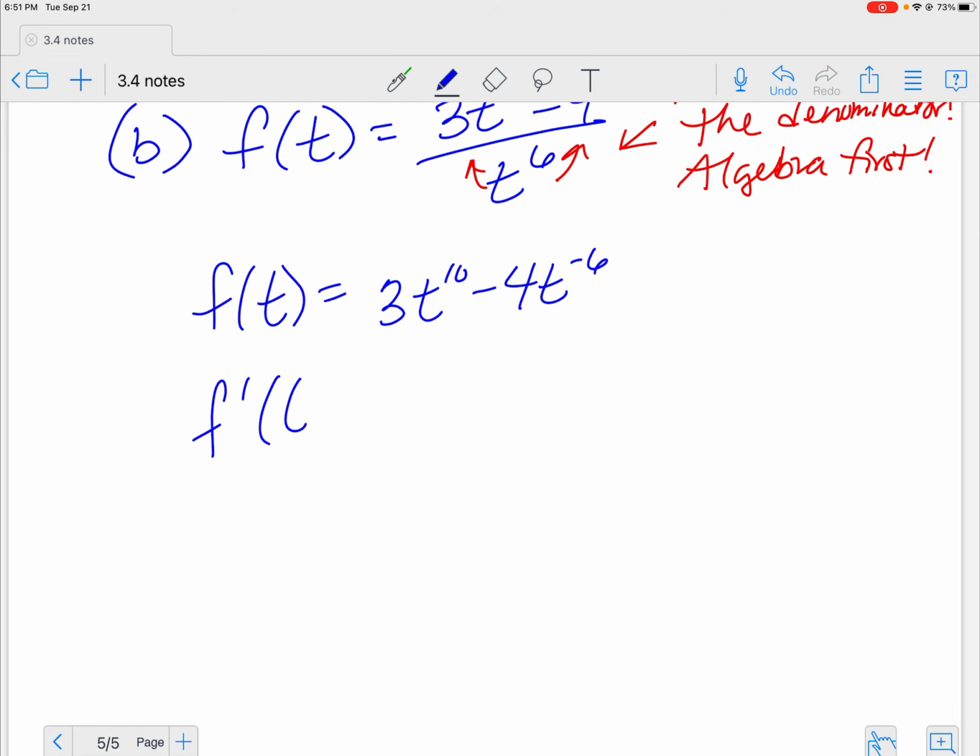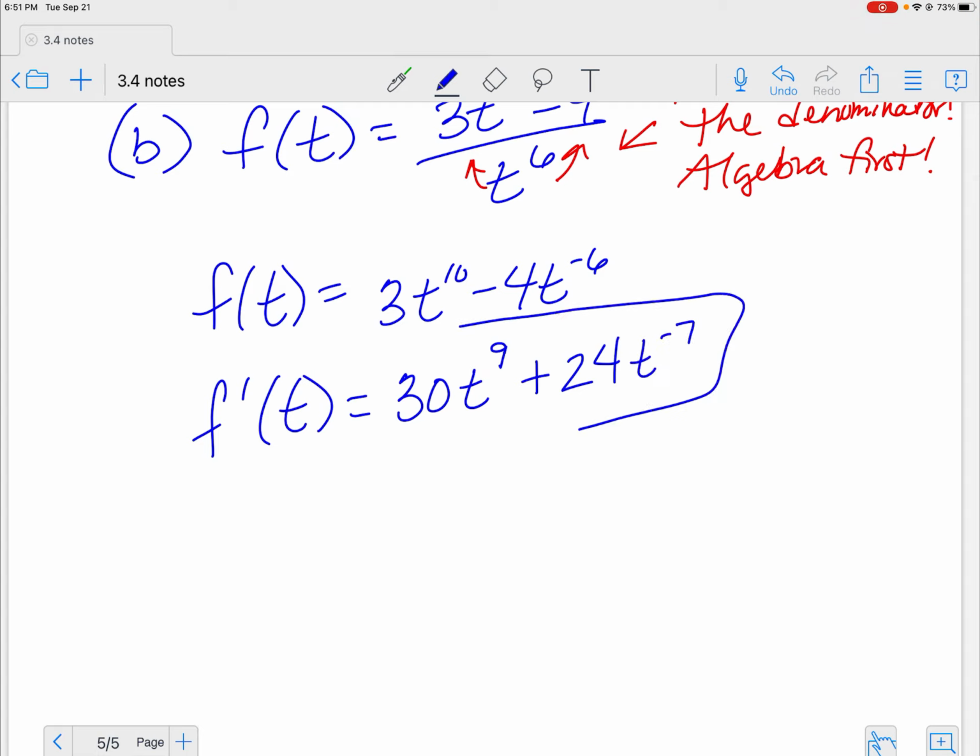Now we take a derivative. Now we change our notation. Bring the 10 in front, giving me a 30. Subtracting 1 is t to the 9th. Bring the negative 6 in front, will be a positive 24, right? Negative times a negative. Subtracting 1 is t to the negative 7. All right? You've got this. You've got this, you've got this, you've got this.